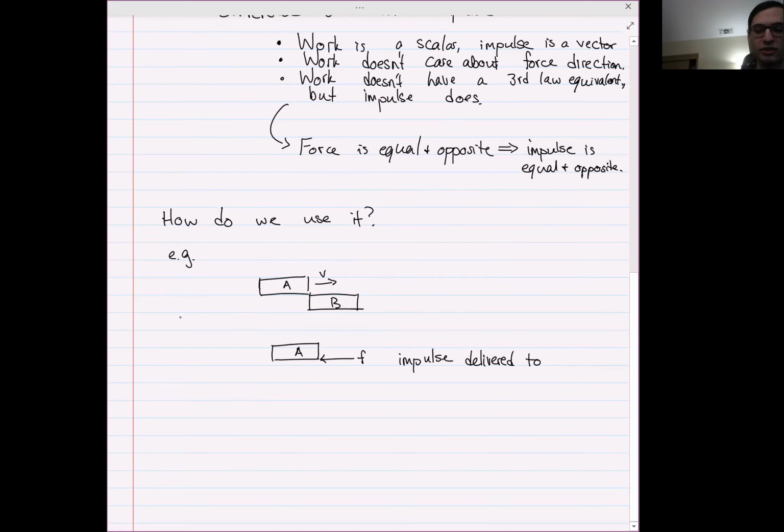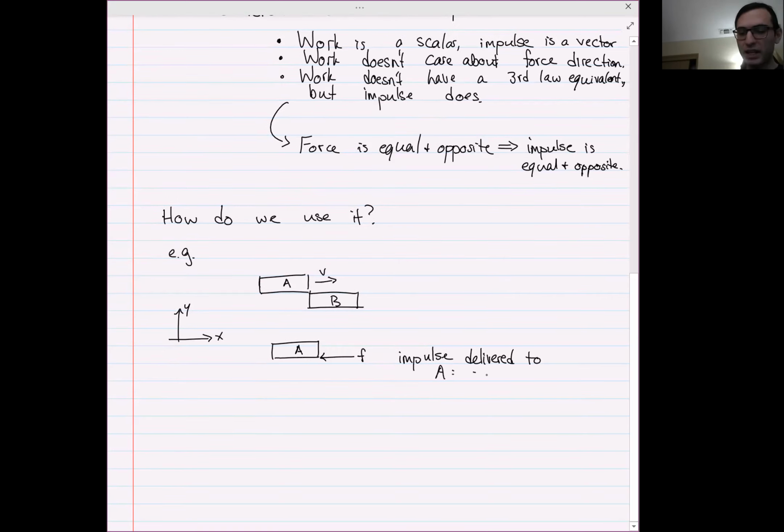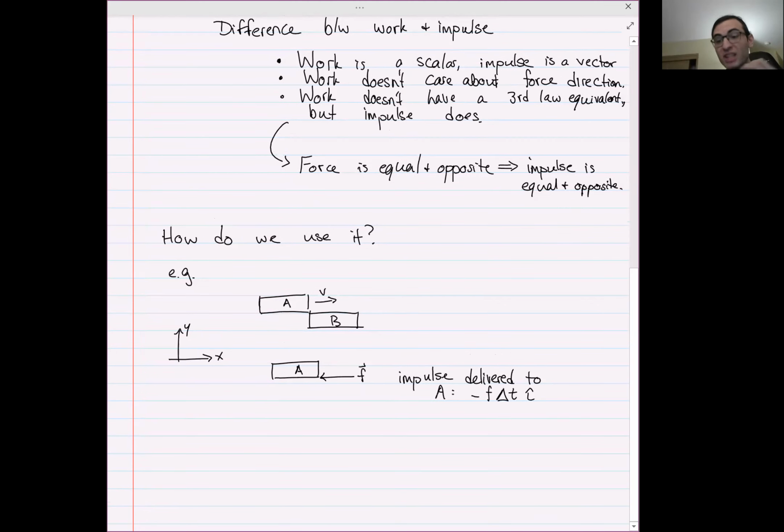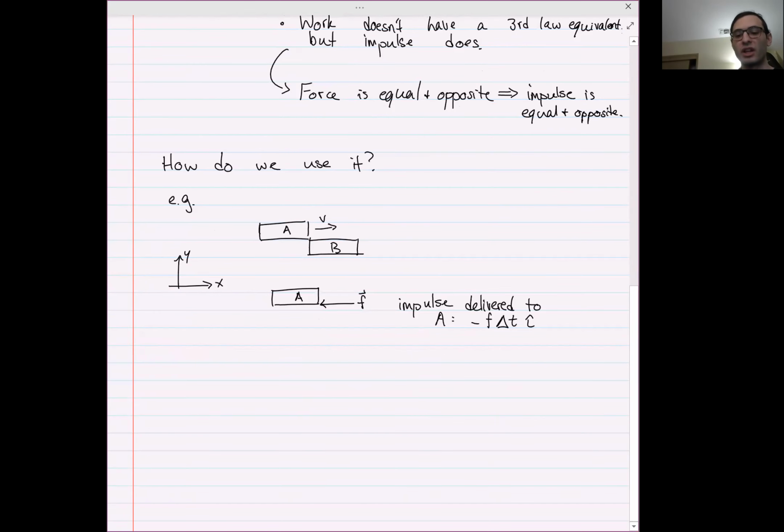and the coordinate system we're going to use is the standard one. The impulse delivered to A is negative F delta T in the I hat direction, where F is the magnitude of the frictional force. So it has magnitude F times delta T, where delta T is the duration over which book A is sliding over book B, the duration over which this force is applied. It's in the negative I direction because it's pointing to the left.